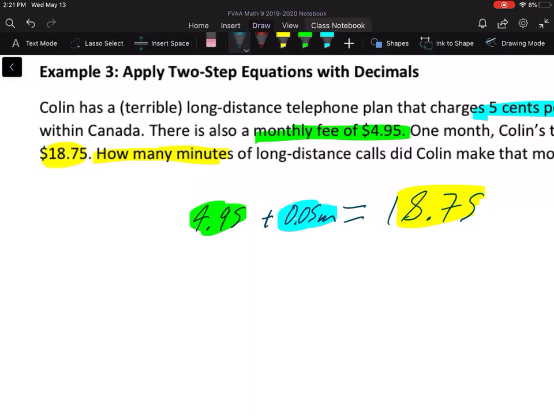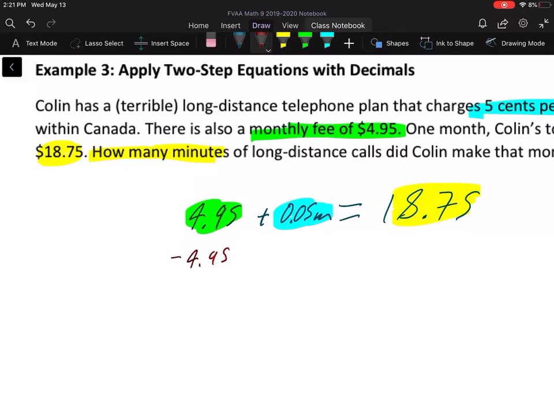All right, so all of the steps are there. Again, I want to start with addition, subtraction, then multiplication, division. But I'm just working at regular algebra steps. So $4.95 minus $4.95 on both sides. That makes sense, right? Because if you want to figure out how many minutes he spent, first you have to account for that $4.95 that he's paid. So $4.95 minus $4.95 is equal to 0, so they effectively cancel out, and I'm left with 0.05.